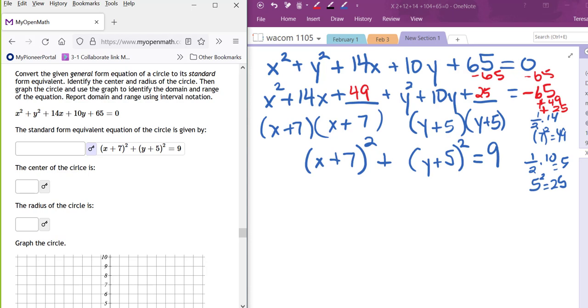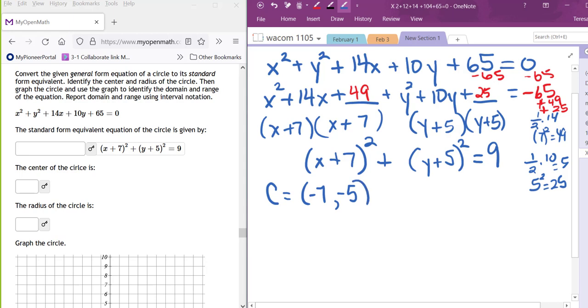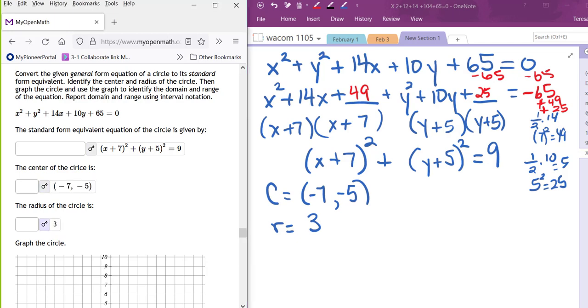So let's see if I have it right. (x + 7)² + (y + 5)² = 9. We're good there. Your center, because this is plus, remember it will be a negative. So it's going to be -7. This one's also plus, so -5. Your radius will be the square root of 9, which is 3. So -7, -5, and the radius is 3.